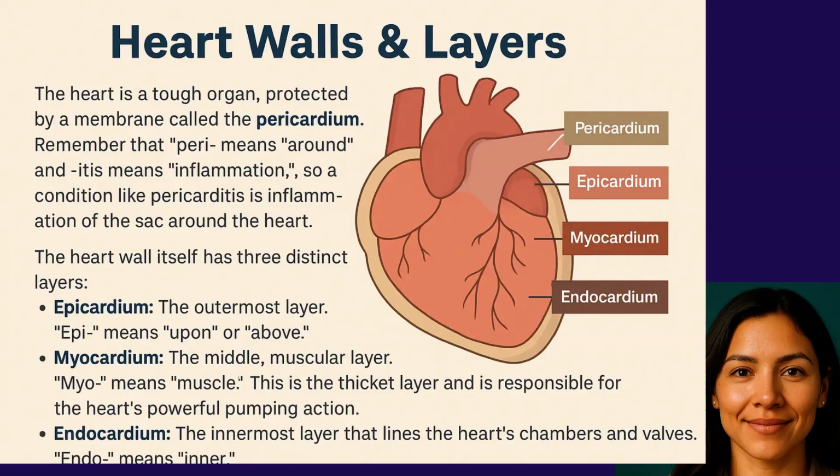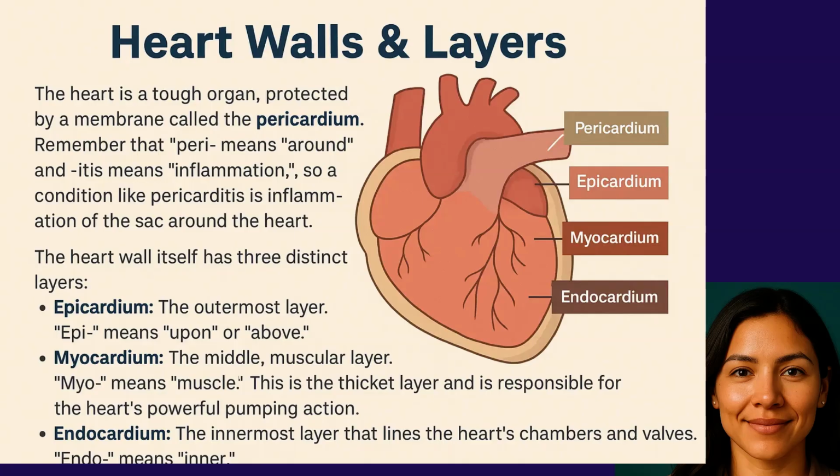The heart wall itself has 3 distinct layers. Epicardium, the outermost layer. Epicardium equals visceral pericardium. The epicardium is also called the visceral layer of the serous pericardium. Epi means upon or above. Myocardium, the middle muscular layer. Myo means muscle. This is the thickest layer and is responsible for the heart's powerful pumping action. Endocardium, the innermost layer that lines the heart's chambers and valves.